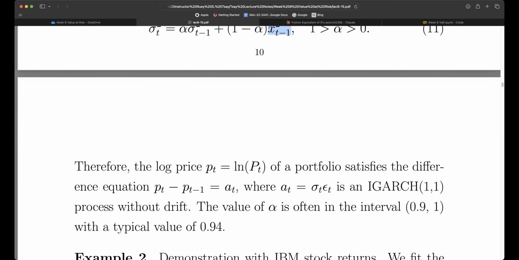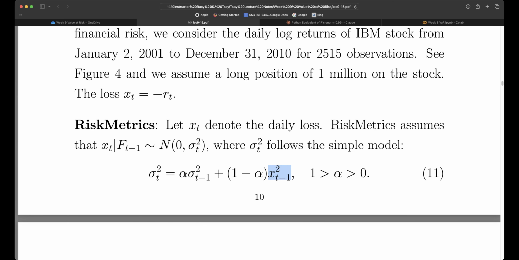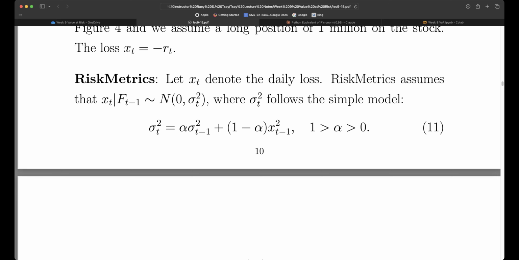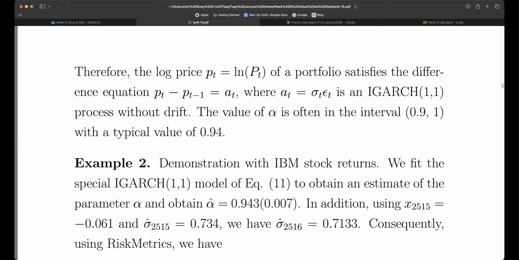Therefore, the log price of the position satisfies the difference equation, where a_t is sigma_t epsilon_t, an IGARCH(1,1) process without drift. The value of alpha is in the interval 90% to 1, with a typical value of 0.94. Here alpha is a weighted average, so it gives 94% of the weight to the present estimate and the innovation gives 6% of the weight.